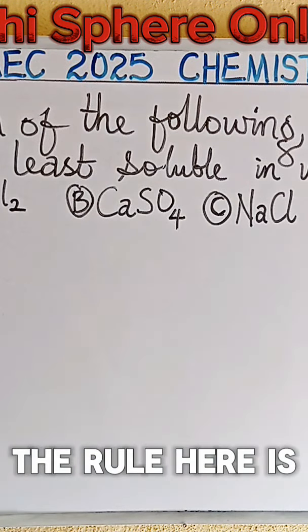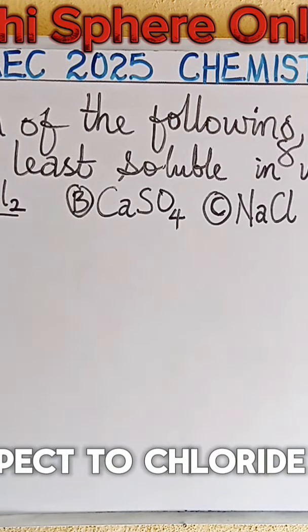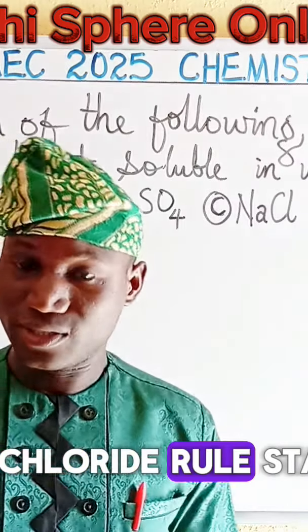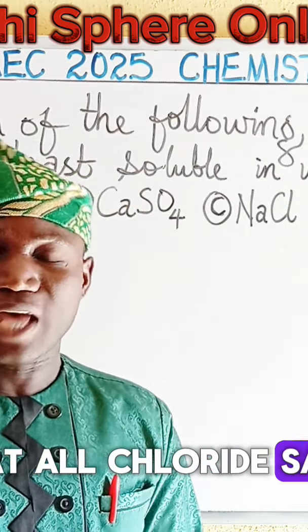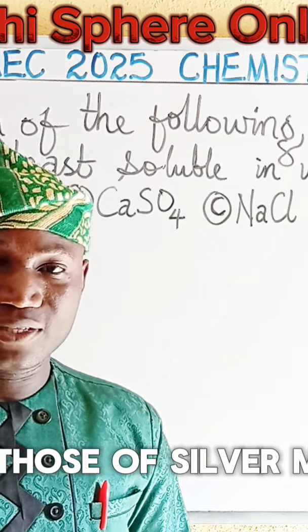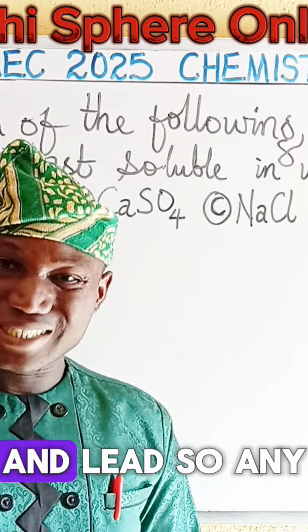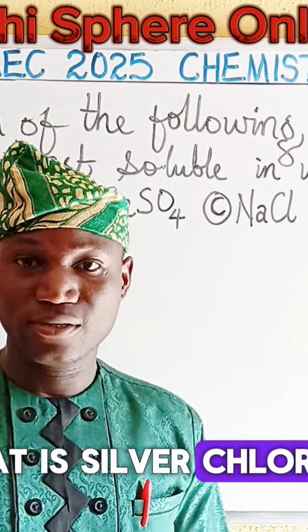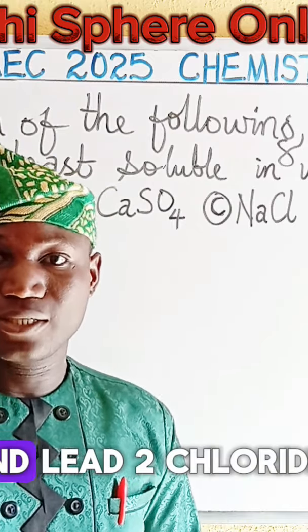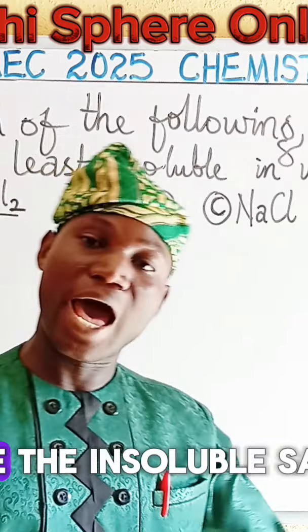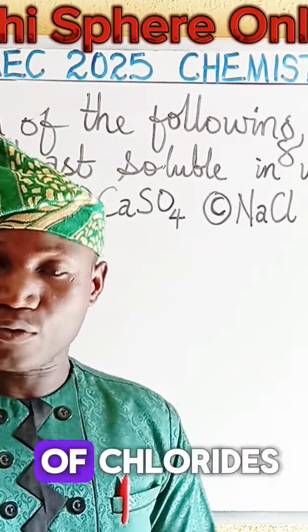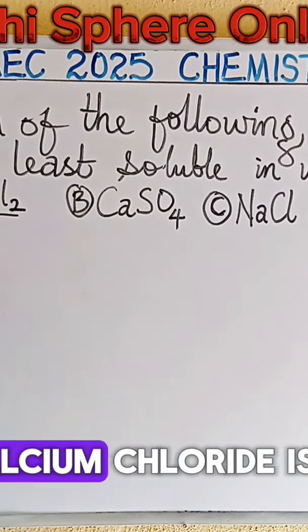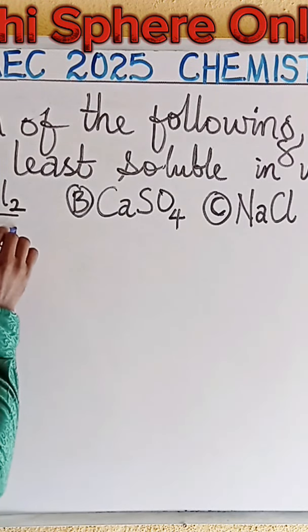The rule here is with respect to chloride for the first option. So for the first option, the chloride rule states that all chloride salts are soluble in water except those of silver, mercury, and lead. So any salt that is of silver, that is silver chloride, mercury chloride, and lead 2 chlorides are the insoluble salts of chlorides. Every other chloride salt is soluble. Hence, calcium chloride is soluble.